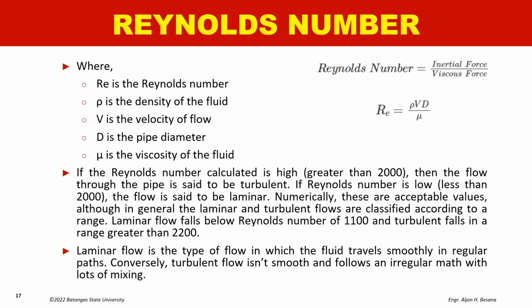Re is our Reynolds number, which is also equal to inertial force over viscous force. Rho is our density of the fluid. V is the velocity of the flow. D is the pipe diameter. And mu is our viscosity of the fluid.